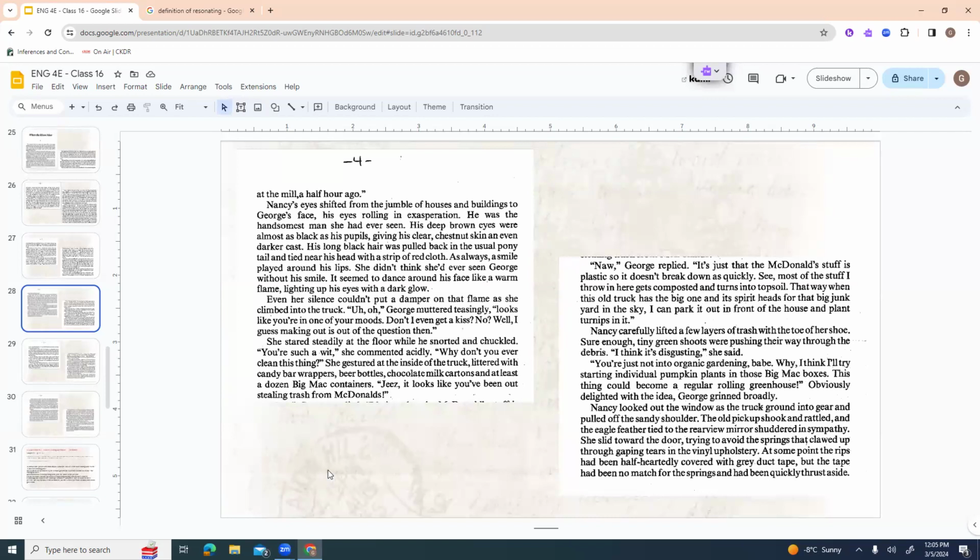"Yeah, you're just not into organic gardening, babe. Why, I think I'll try starting individual pumpkin plants in those Big Mac boxes. This thing could become a regular rolling greenhouse." Obviously delighted with his idea, George grinned broadly.